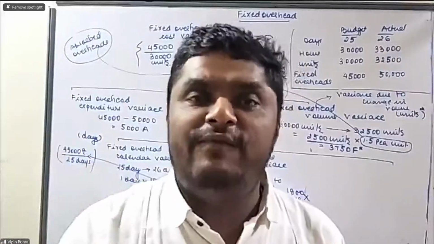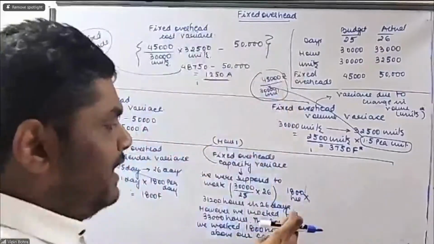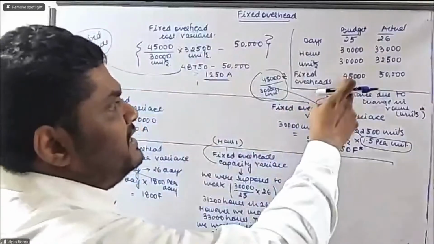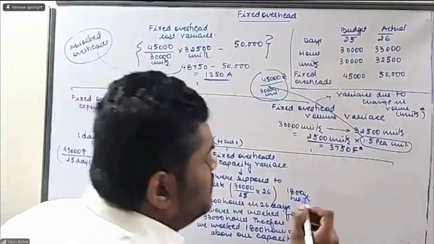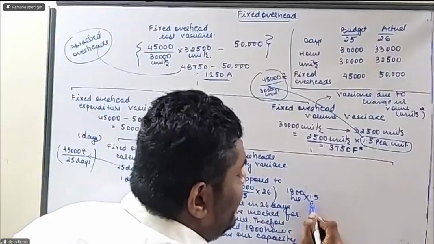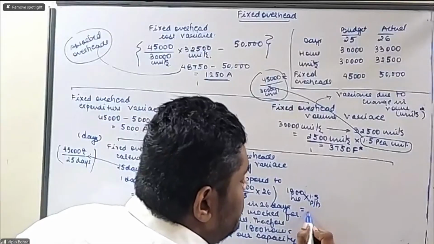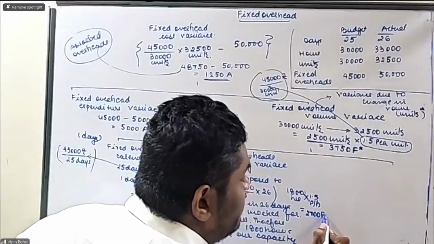So it's a good sign for the company. Since it is hours, we'll be taking the rate per hour, that is 45,000 divided by 30,000 hours. So it will be 1.5 per hour. So it will be 2,700 favorable.